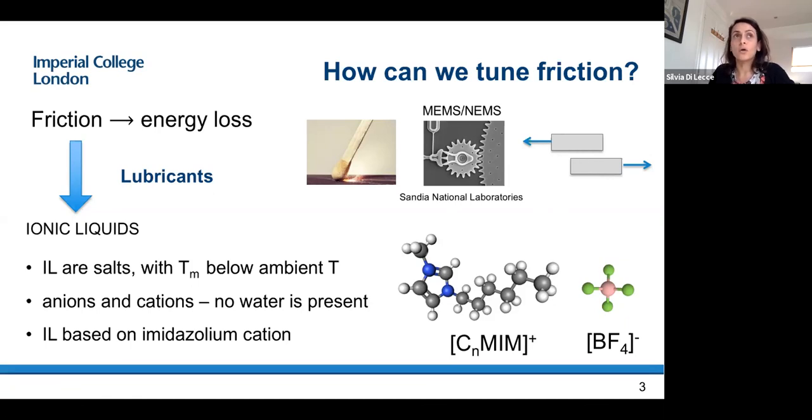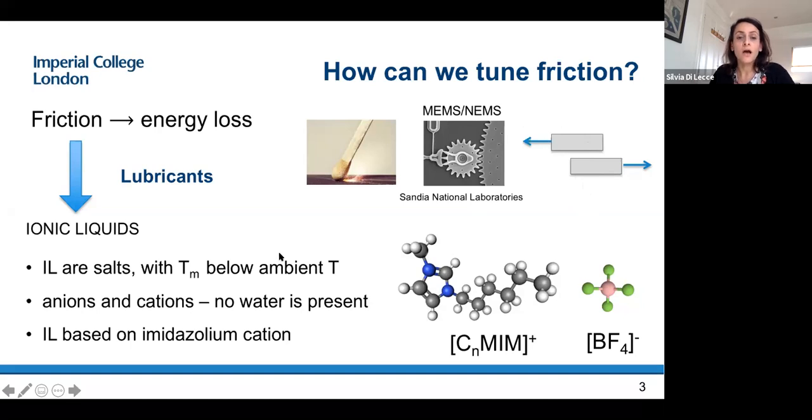In order to be a good lubricant, we want the friction response to be basically constant, independent of external conditions such as temperature or the load that we are applying. So for example, if we are applying a load between these surfaces, we want the lubricant film to be constant. We don't want the surfaces to get in contact because the lubricant is squeezed out.